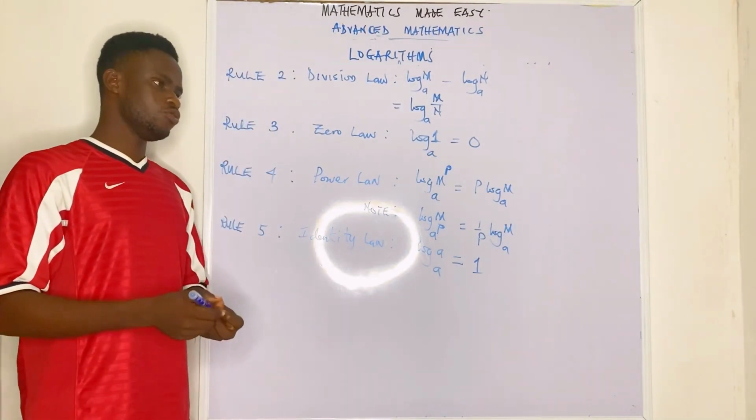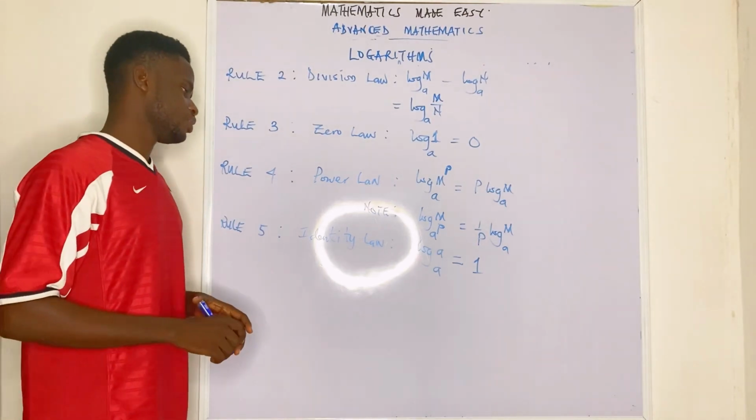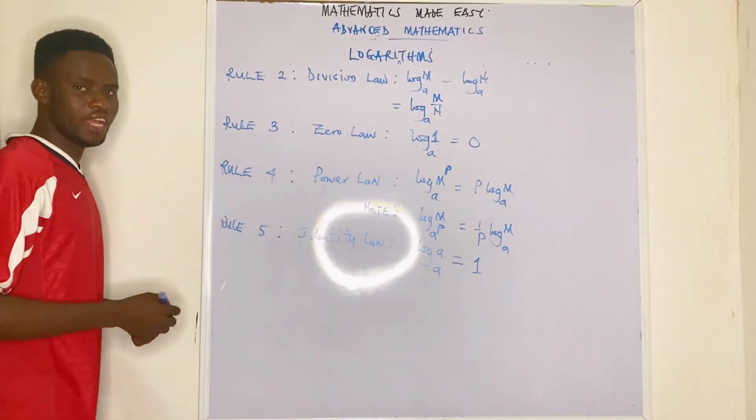Like log 2 base 2 is 1. Log 10 base 10 is 1. Like that. So let's move to the next rule.